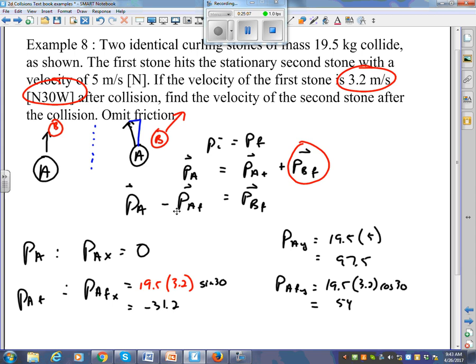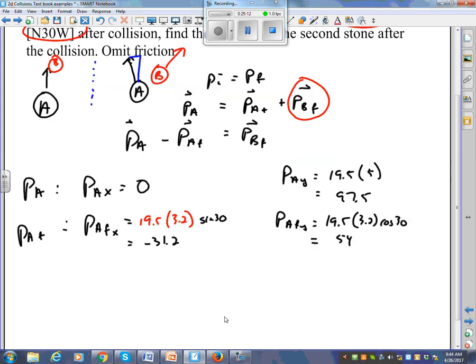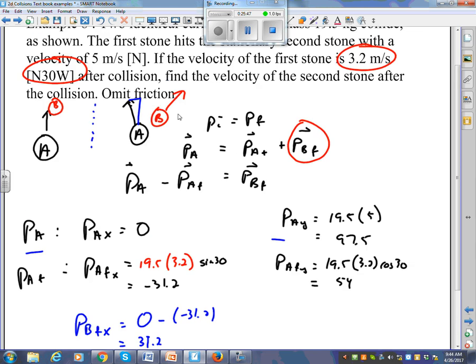And now, how do you do vector subtraction? You subtract the components, right? So I'm going to take these ones. Can we put a big negative sign there? All right, we're going to subtract them, right? So in other words, when I subtract, I'm going to get PBF, the x component of the final momentum of rock B. It's going to be 0 minus minus 31.2. Or in other words, positive 31.2. In other words, rock B is going to go to the right at 31.2. Is that what happens? Does rock B go to the right? Sure does.